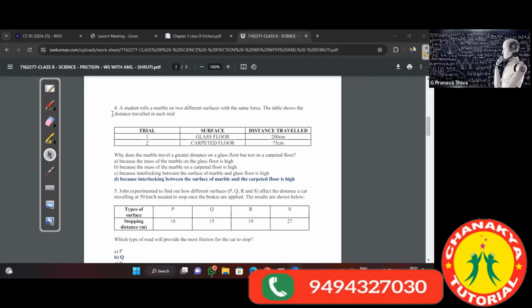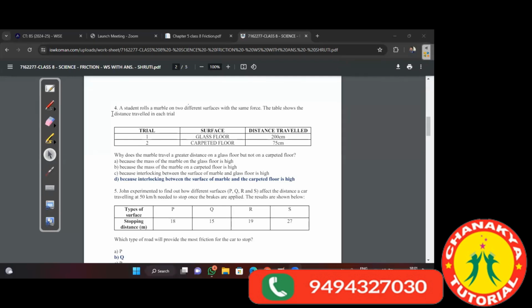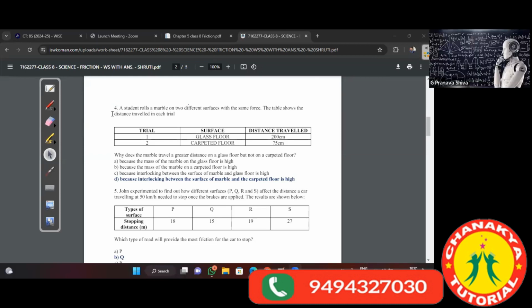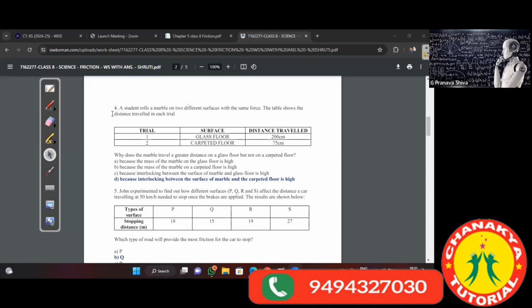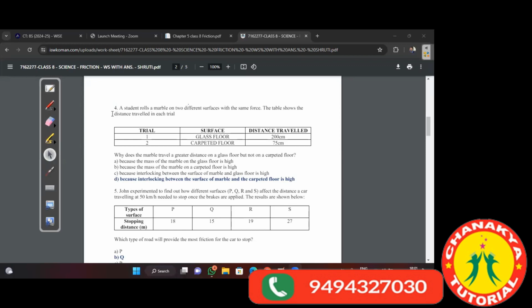On a carpeted floor there will be more friction rather than on a glass floor. The carpeted floor is more rough. Yes. So the solution is also given here.